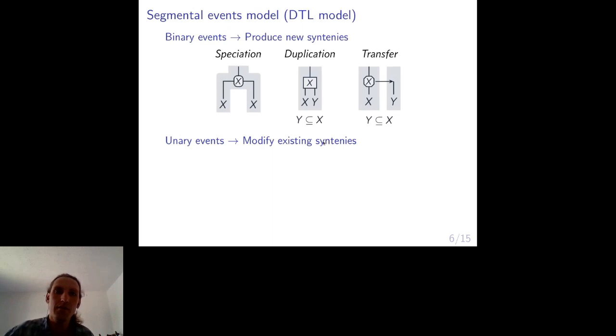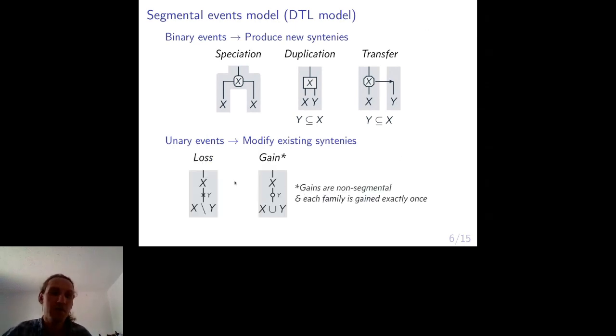In the binary event, you have first the speciation, where you have an ancestral synteny, and after the splitting of the ancestral species in two, it gives two new syntenies. The duplication, a copy of a complete or part of the synteny, gives two new syntenies. And the transfer, where you have a duplication of part or all of the synteny, but this copy is then transferred into another species.